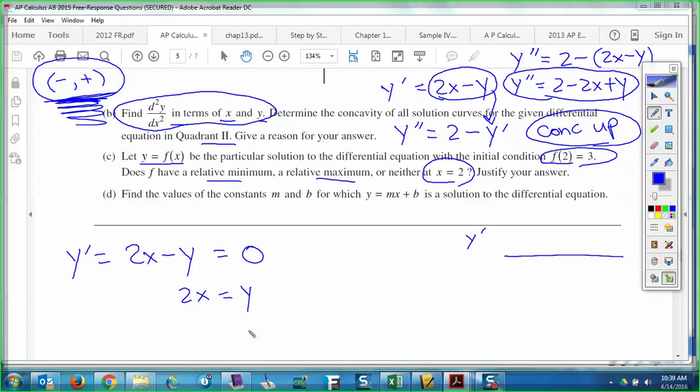So when x is equal to 2, we get, oh wait, time out. Let's plug it into here. So we get y prime equals 0. That would be 4 minus y equals 0. That would be when y is 4. Oh, initial condition. I didn't use my initial condition here. Well, I have to use it right now. When x equals 2, what did we get for y here? 4. Well, what is y supposed to be when x equals 2? 3. So what do those two pieces of information tell us?